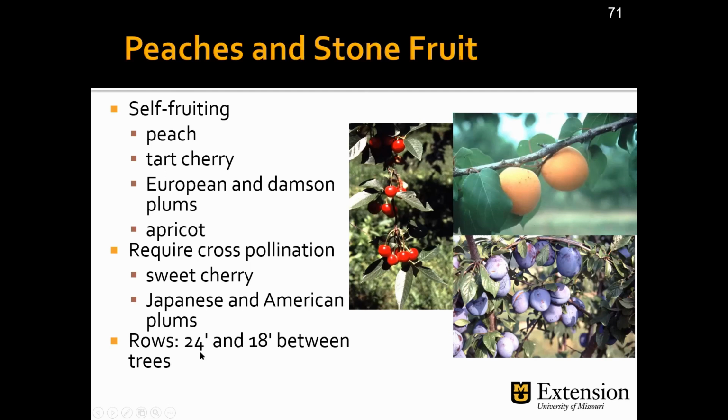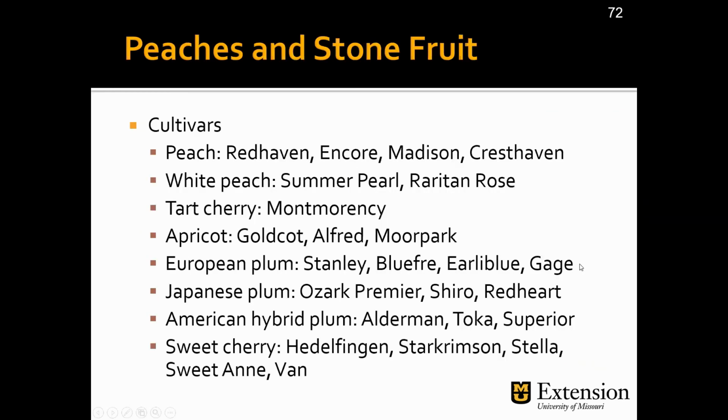And you want to plant them 24 feet apart between rows and 18 feet apart between trees. That's the planting distance on average for most of these. But make sure that you do your research, because some varieties have specific requirements. Some of them have really short growth habits. So you want to make sure that you contact your nursery supplier and get the accurate requirements in terms of spacing.